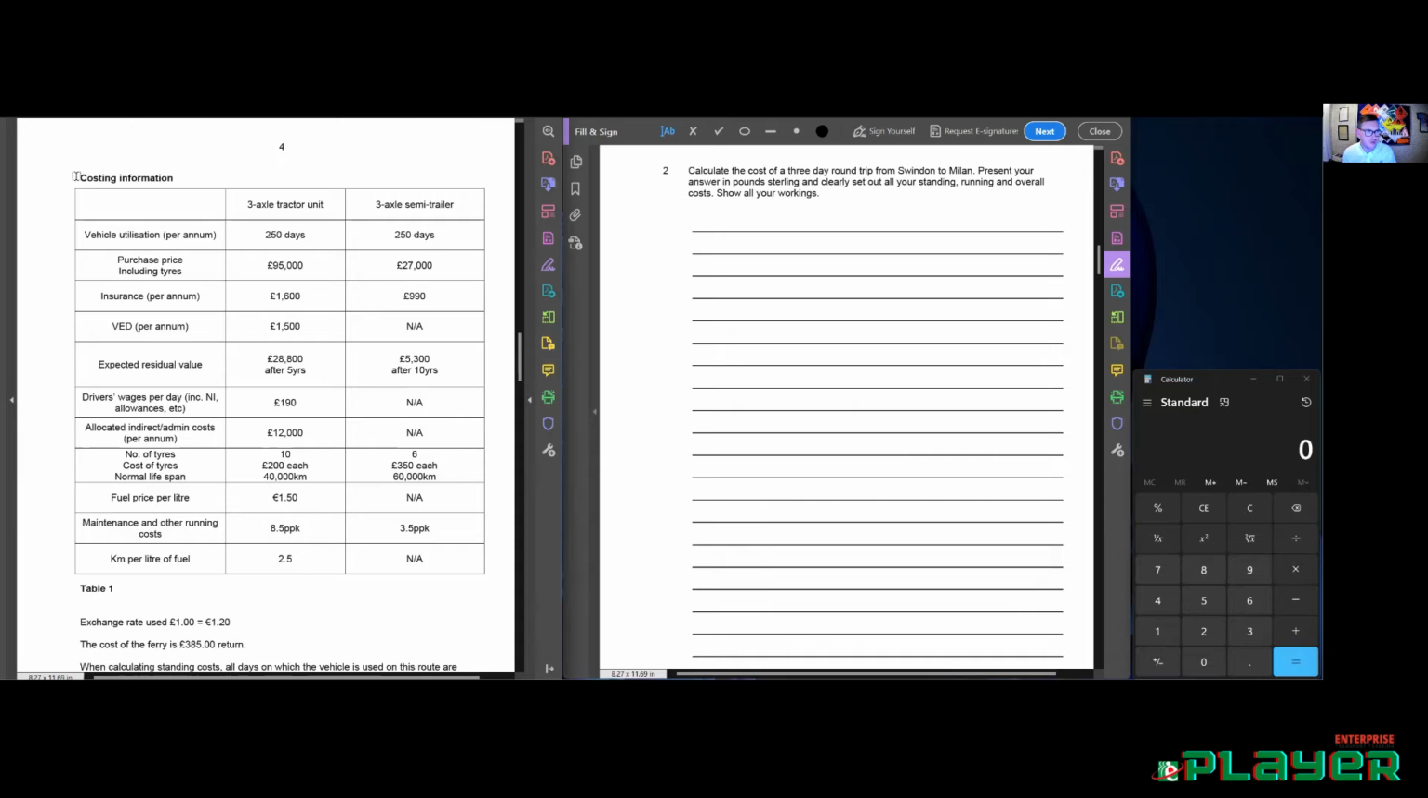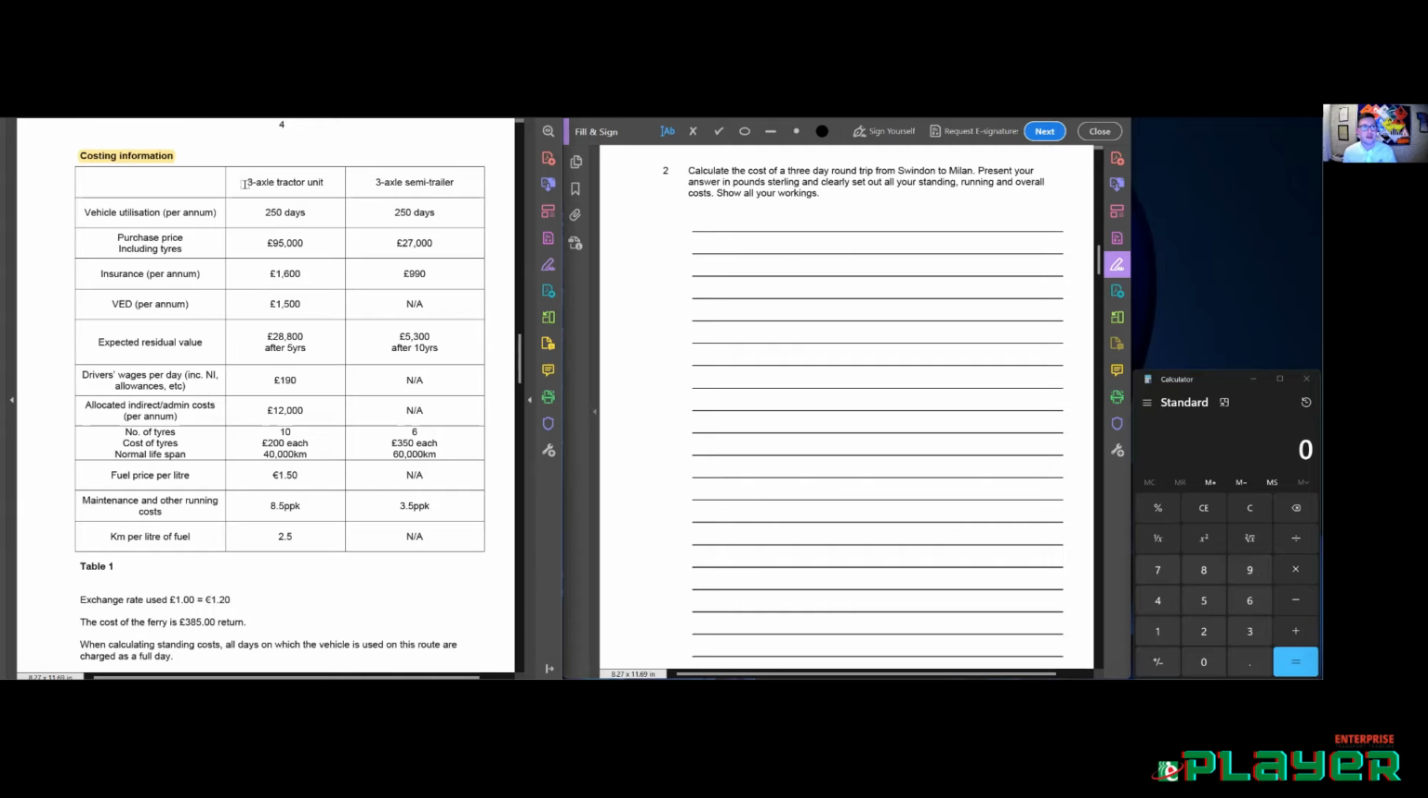Okay, well, here's what's more interesting to us, I think: our costing information. It tells us specifically about the 3-axle tractor unit and the 3-axle semi-trailer. It said that was the vehicle combination that is used on the journey to Milan. It tells us its vehicle utilisation: it's used over 250 days of the year, both of them. The purchase price of the tractor unit, including its tyres, is £95,000. The semi-trailer is £27,000. Insurance for the tractor, £1,600, £990 for the semi-trailer, etc., etc.